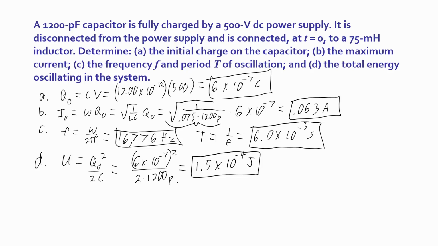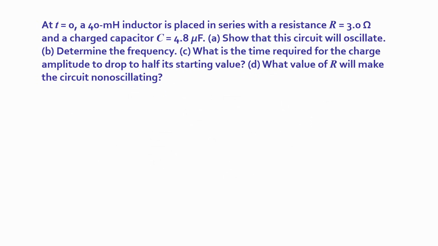Alright, on to an LRC circuit. Here we have some different values. To show that it will oscillate, what I'm going to do is calculate 4L over R squared C and compare that to 1.